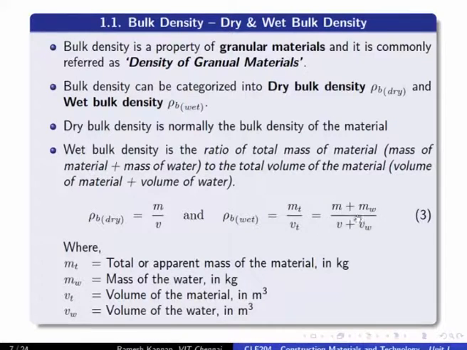The total volume considers the total volume of material plus the volume of the water, and mass also, mass of the material plus mass of the water. And it's also represented in kilogram per meter cube.